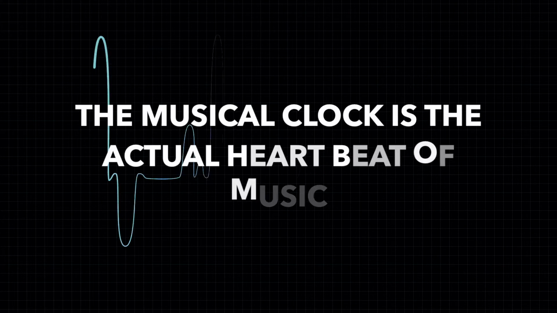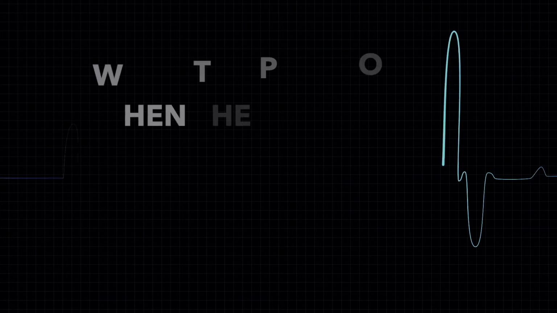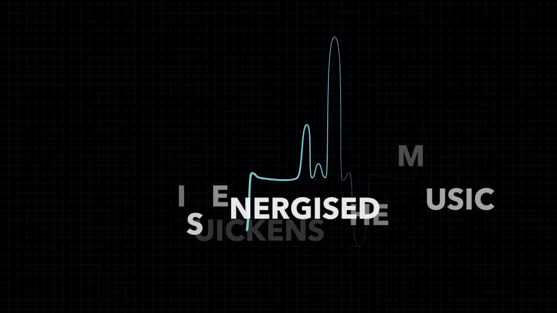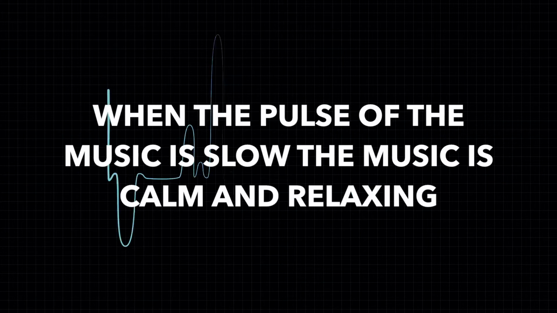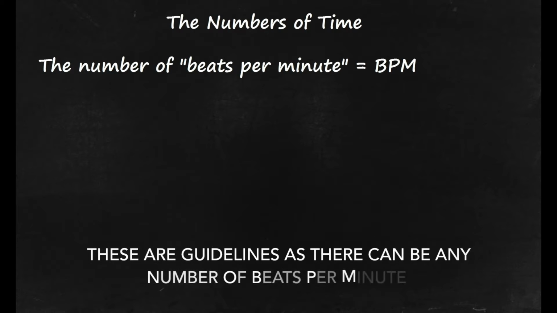The musical clock can be thought of as the music's own heartbeat, and when the pulse of the music quickens, the more energetic the music becomes. But when the pulse is slow, the music will generally be calm and will create a more relaxing ambience. The musical heartbeat, known as the mother pulse, is measured in BPM, beats per minute. It is categorized classically by name according to approximate boundaries of speed.